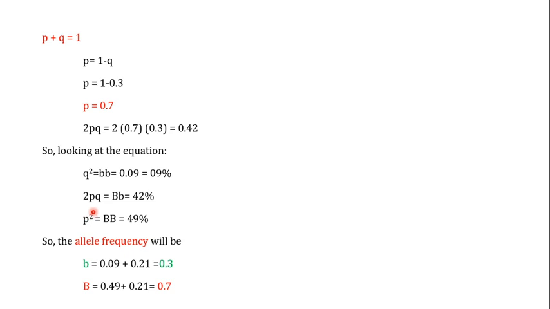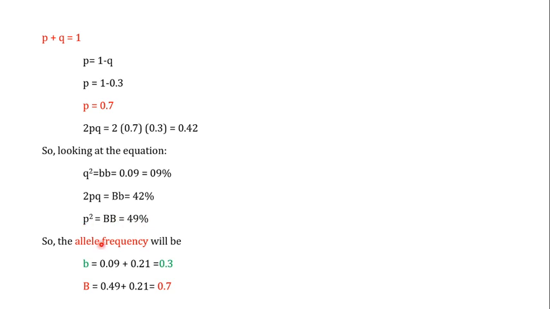If you talk about the p square, as I've told you, 42 plus 9 gives you 51, so the remaining is 49%. The remaining rabbits will be brown, but homozygous brown. So the q square will be 9%, the 2pq will be 42%, and the p square will be 49%.